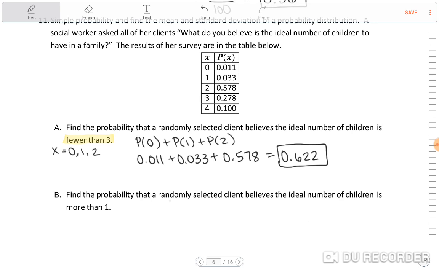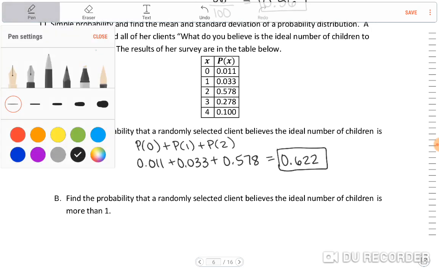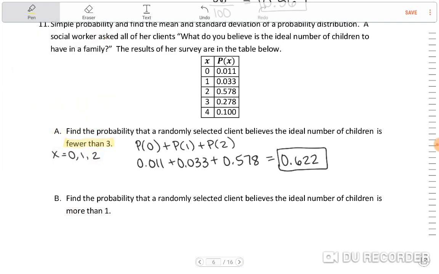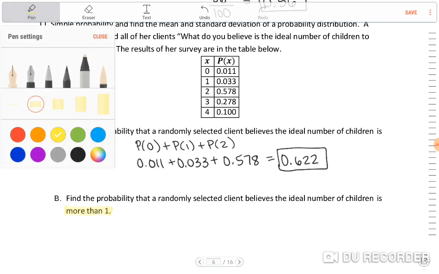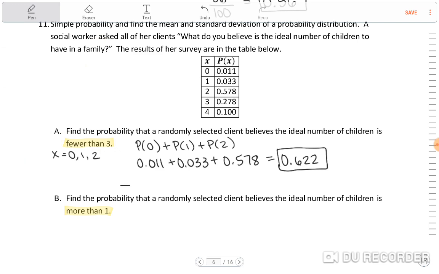Find the probability that a randomly selected client believes the ideal number of children is more than 1. Okay, so again, in this discrete situation, what does more than 1 mean? And you're going, it means more than 1. I'm like, I know. But what numbers would those be? More than 1 would be 2, 3, and 4, right? 2, 3, and 4 in this problem.